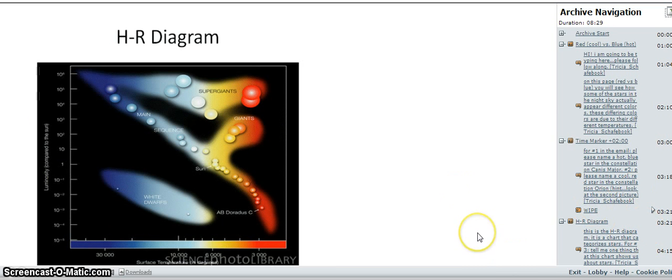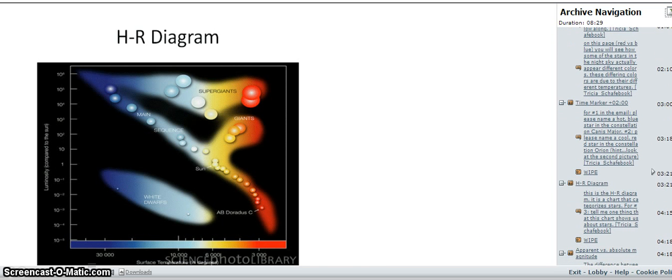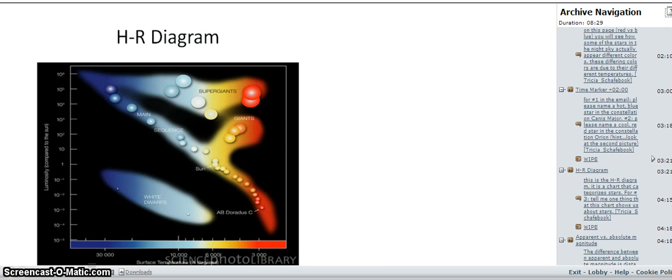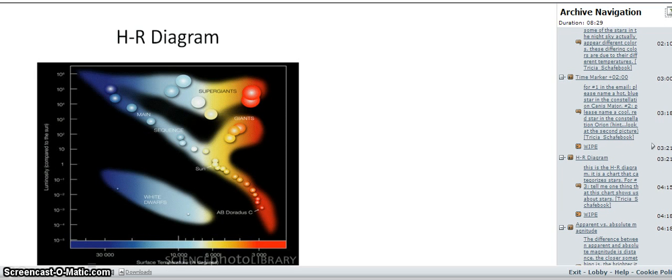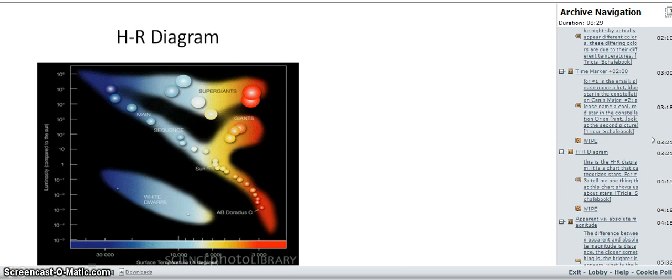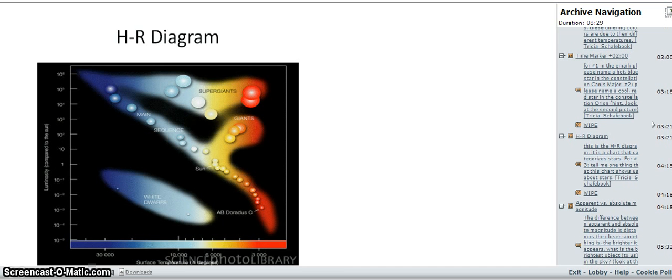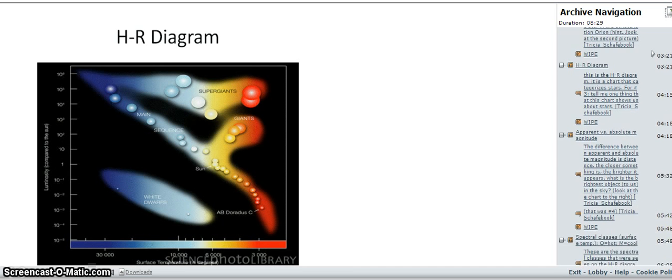This next diagram is called the HR diagram. It stands for Hertzsprung-Russell. Please look at this diagram and tell me one thing that the Hertzsprung-Russell tells us or shows us about stars and information about stars. So that's number 3. Please tell me one thing that this chart shows us about stars.